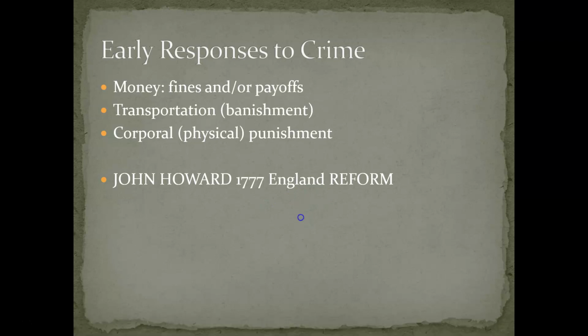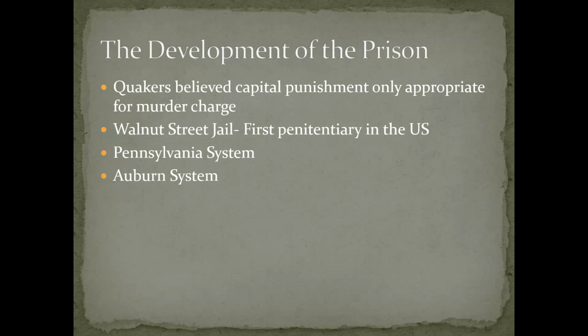So to change up the way criminals were being treated at that time. Then in the United States, the Quakers, a religious group, came, and they had different beliefs about punishment as well. They were the ones that basically came up with the whole concept that if you didn't kill someone, you shouldn't be put to death. So they believed that capital punishment, and that is the death penalty, was only appropriate for a murder charge. And that remains today in the United States. If you did not kill somebody, if no one died, no one is going to be put to death.